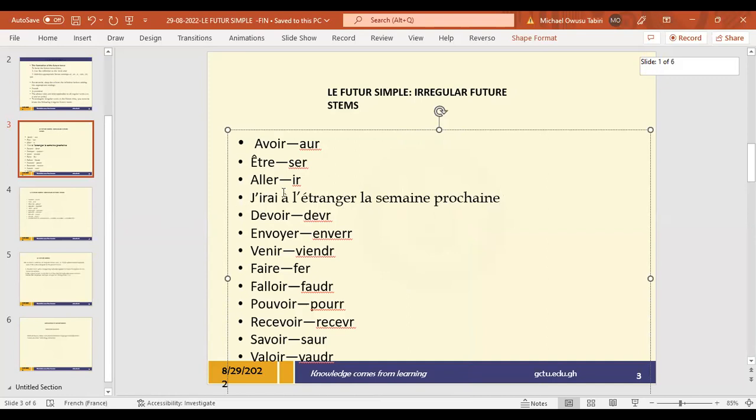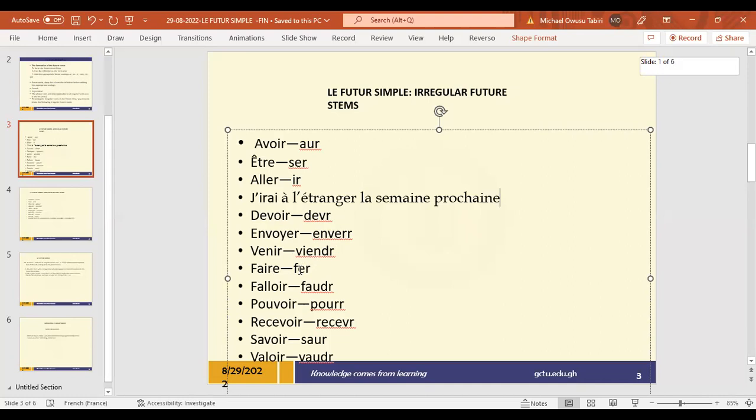So you need to know it like this. Then devoir, you can see the stem: D-E-V-R. Envoyer, that is it: E-N-V-E-R-R. You need to know that. Venir, to come, viendr-. You need to know it like this. Il viendra, tu viendras, elle viendra, nous viendrons, vous viendrez, elles viendront. You need to know it like that.